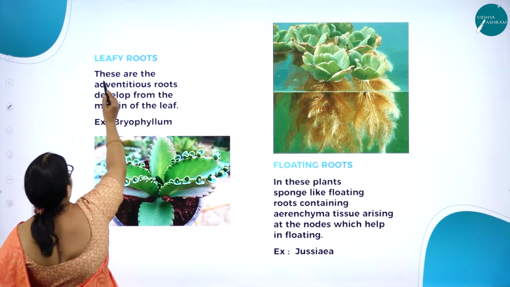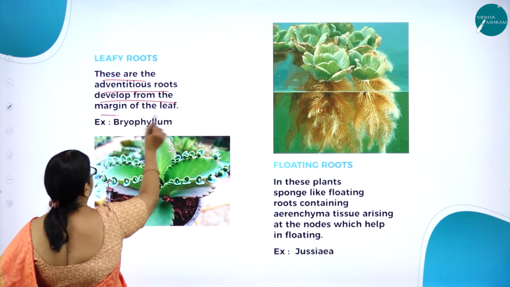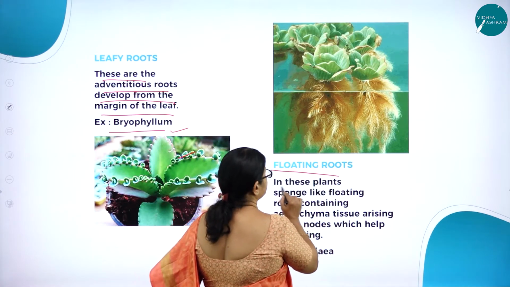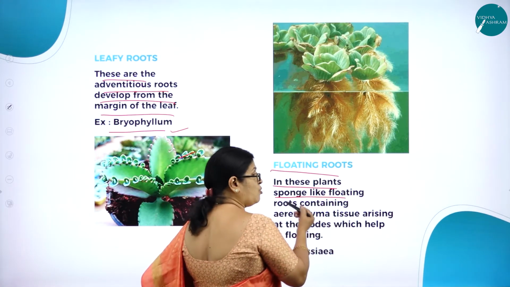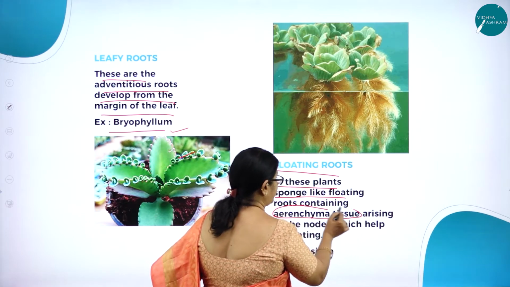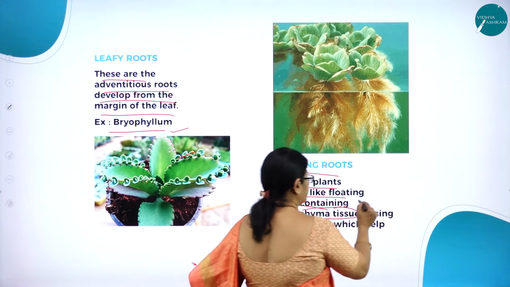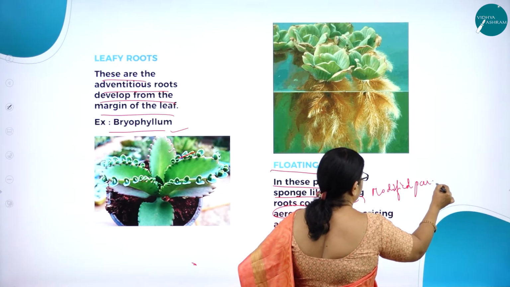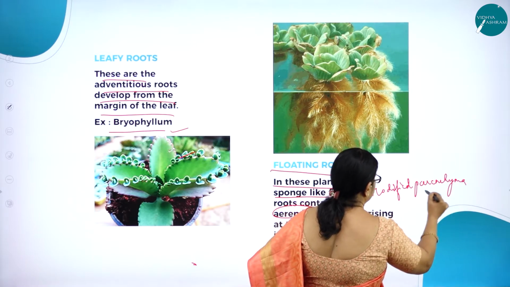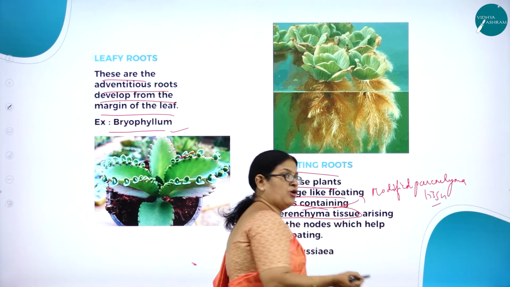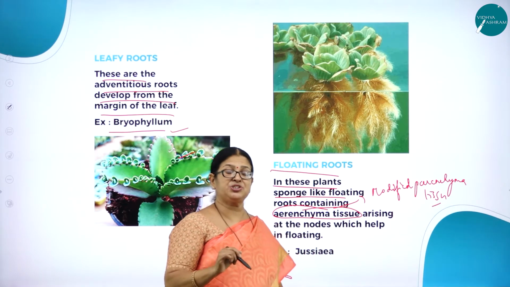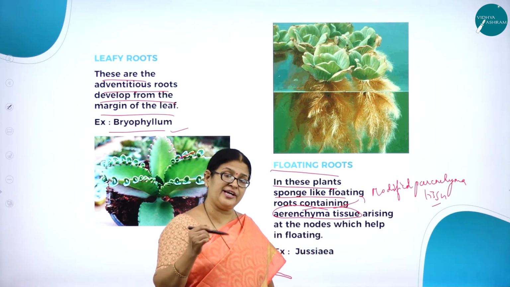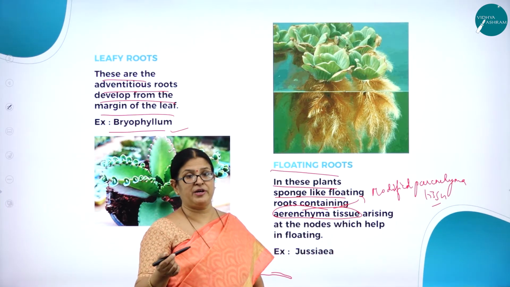So what are leafy roots? These are the adventitious roots developed from the margin of the plant. Example, bryophyllum. And what are floating roots? In this plant, sponge-like floating tissue. Why does it become sponge-like? Because it has a very special tissue called aerenchyma. What is this tissue? It is a modified parenchyma tissue. Why is it called modified parenchyma tissue? Parenchyma tissue's original function is food storage. Other than food storage, if it gets modified, it is called modified parenchyma tissue.